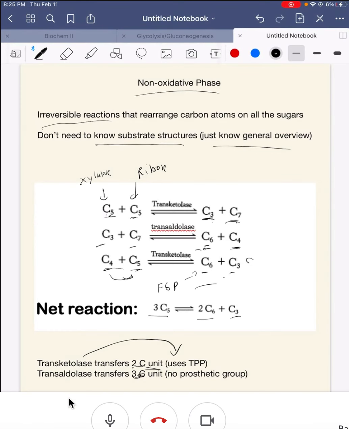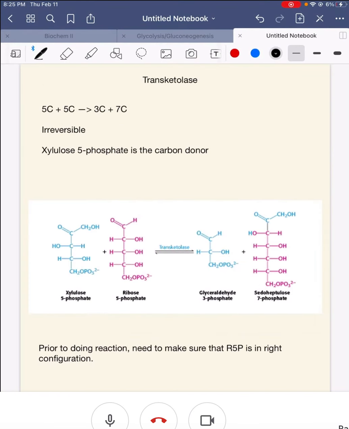Okay, we move on. Let's look at transketolase. Transketolase takes two carbon 5 molecules, and then we make a 3 carbon unit and a 7 carbon unit. So this would be your first reaction.